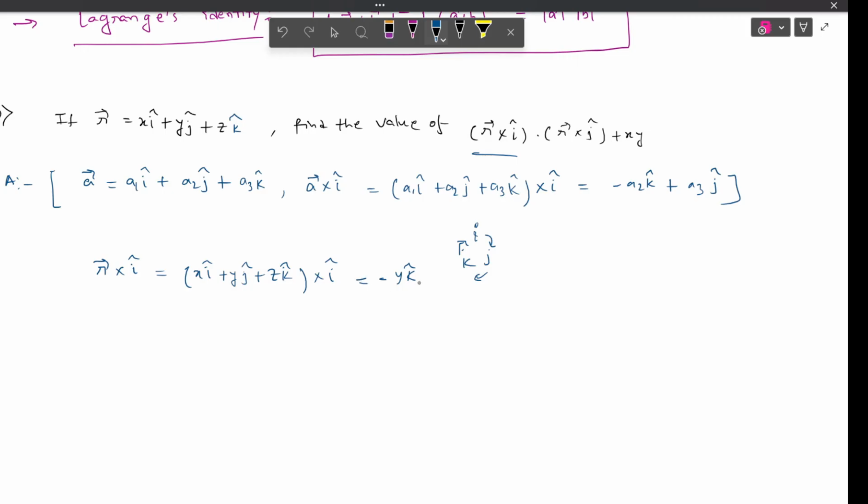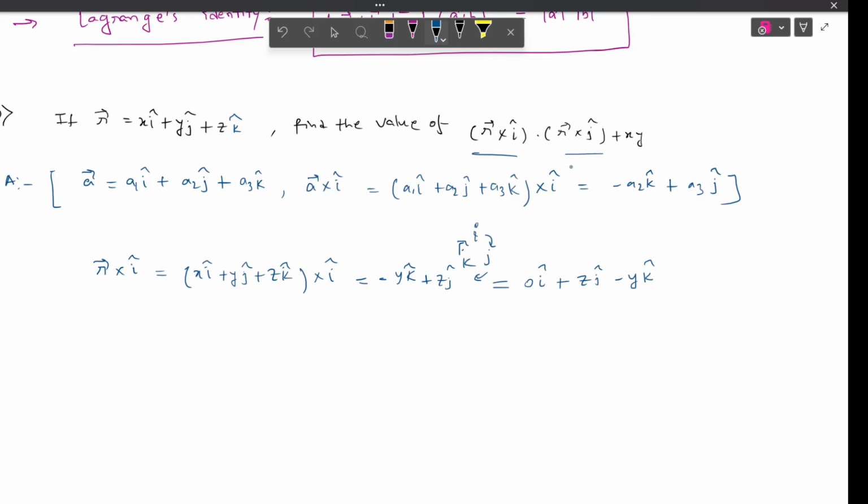So minus y j cap... minus y k cap, and k cross I is j. So it would be z j cap. Okay. Now remember, write this in the standard form. It is 0 I cap plus z j cap minus y k cap.